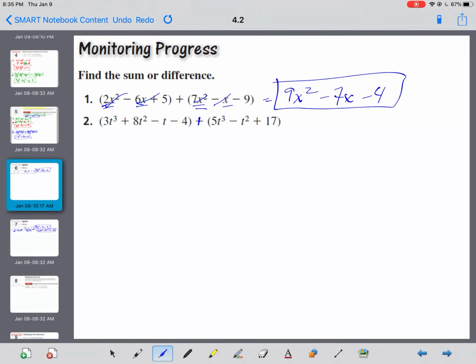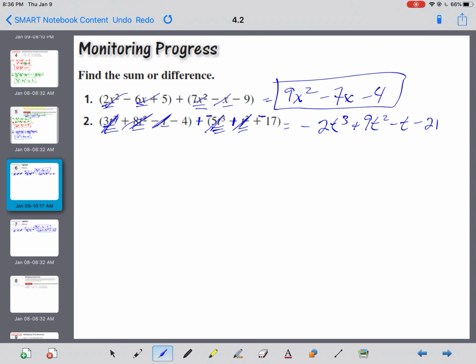Now with the subtraction, I'm going to change the 5, I'm going to change the t squared, and I'm going to change the 17. Now all I have to do is like terms. 3, 2, 1. 3, 2, 1. So 3t cubed and negative 5t cubed is negative 2t cubed. Use that one, use that one. 8t squared and a t squared makes 9t squared. There aren't any other t's, so I'm just going to carry that negative t over. And negative 4 and negative 17 is negative 21.